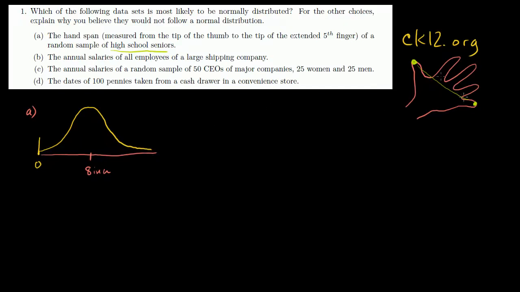But in the case of hand spans, the probability of a human being who happens to be a high school senior having, I don't know, a 1 mile length hand span, that's 0. So it's not going to be a perfect normal distribution at the outliers, as we get further and further away from the mean. But I think it'll be a pretty good approximation, in our everyday world, as good as we're going to get.